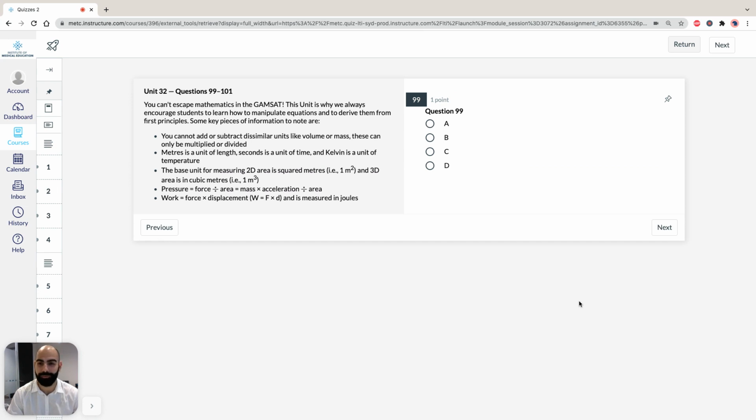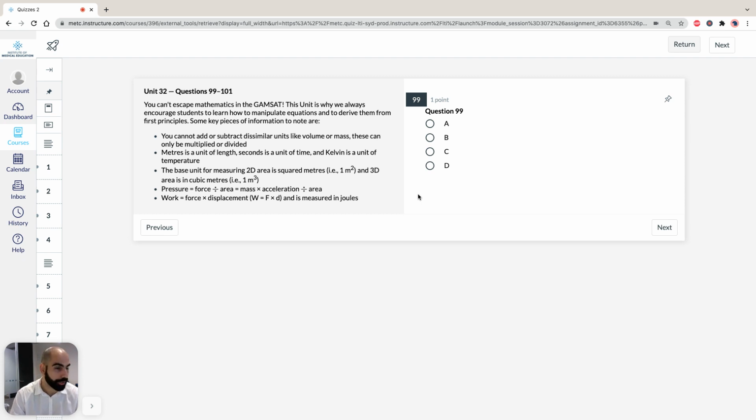Today we're going to take a look at solutions to Section 3 of ACER's GAMSAT Green Booklet, Practice Test 1, specifically Unit 32, questions 99 to 101. In this unit, we've been given an equation that's used to model the behavior of a fixed amount of gas, and we're assigned the task of determining the dimensions or units of B, A, and Z.